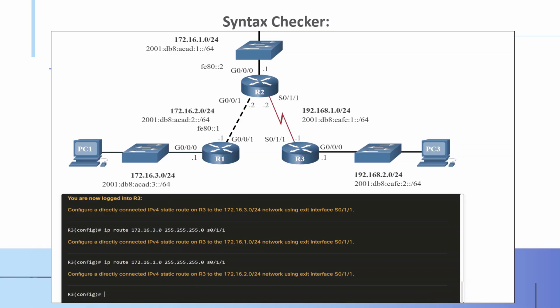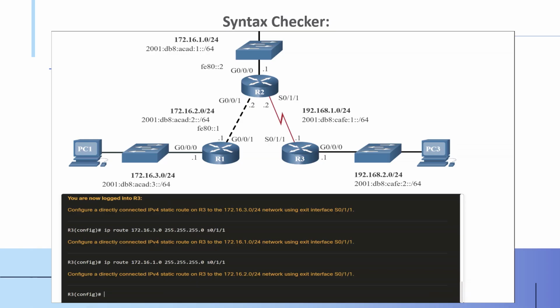And then we will configure a directly connected IPv4 static route on router 3 to reach the 172.16.1.0/24, which is the LAN network connected at router 2 through the interface giga00, by using the exit interface of router 3 where we have to forward the packet, which is serial 011. And as you can see, the command is ip route 172.16.1.0 followed by the subnet mask and the exit interface serial 011, which is the exit interface of router 3.